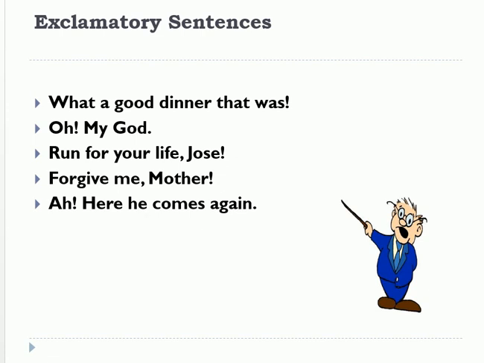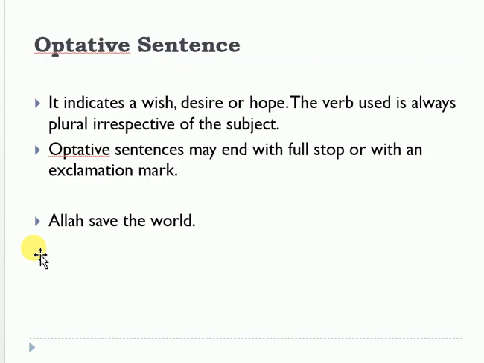And some more examples of exclamatory sentences. What a good dinner that was. Oh my God. Run for your life. Forgive me, mother. Here he comes again. So these are some more examples of exclamatory sentences, and these show different sorts of feelings. Sometimes this is happiness, sometimes this is saying excuse me, sorry, or expressing certain regrets or sorry feelings.